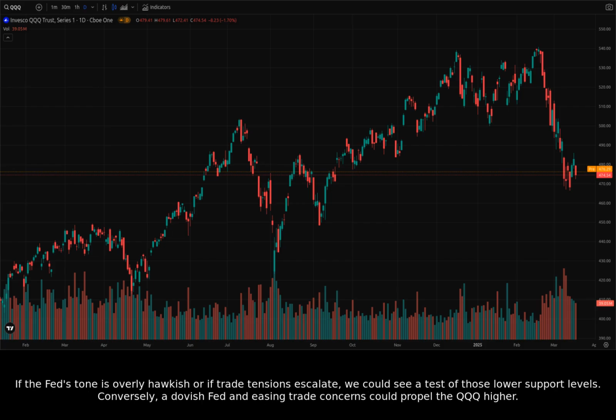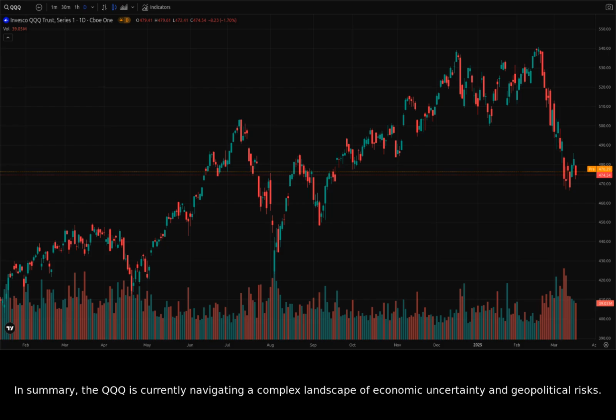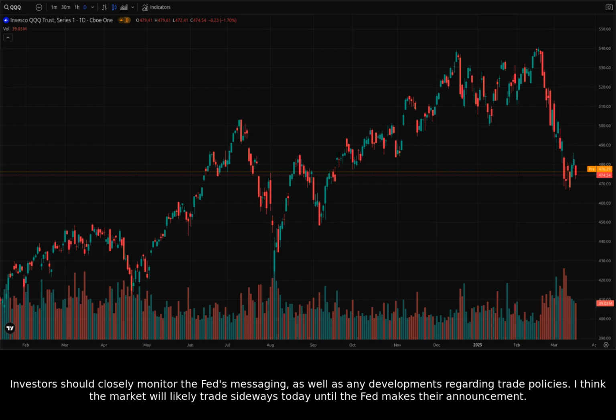If the Fed's tone is overly hawkish or if trade tensions escalate, we could see a test of those lower support levels. Conversely, a dovish Fed and easing trade concerns could propel the QQQ higher. In summary, the QQQ is currently navigating a complex landscape of economic uncertainty and geopolitical risks. Investors should closely monitor the Fed's messaging, as well as any developments regarding trade policies.